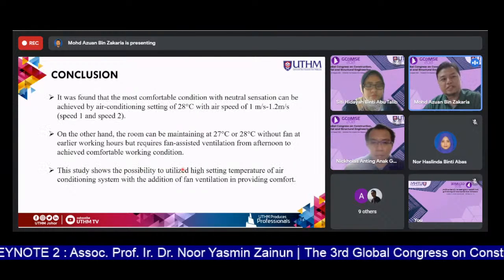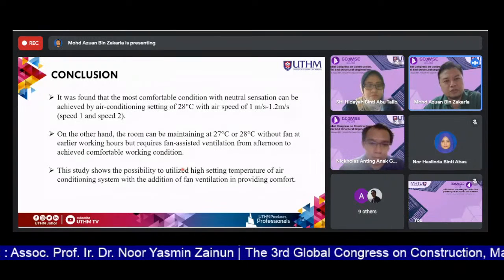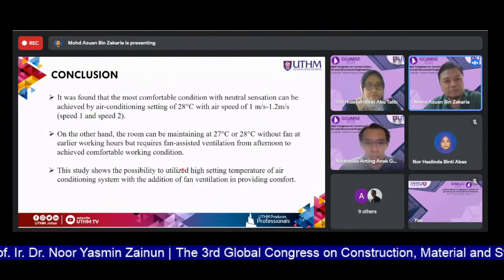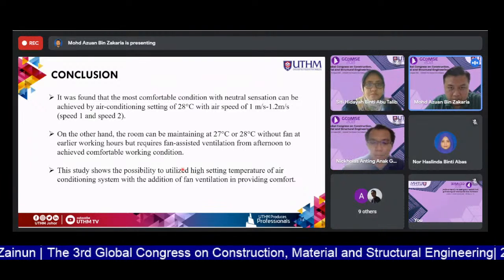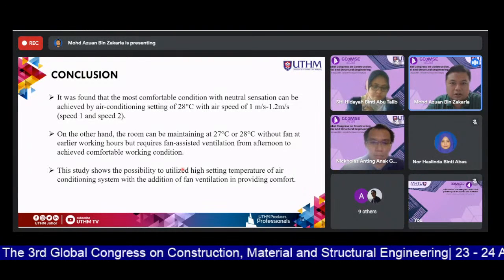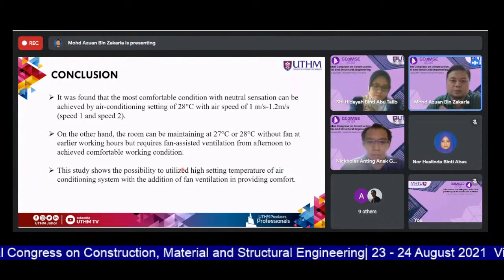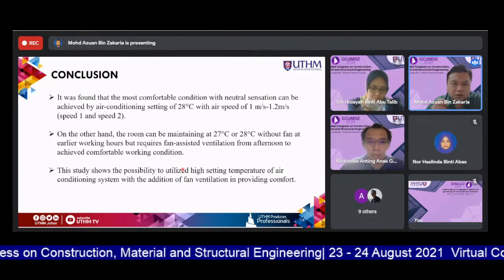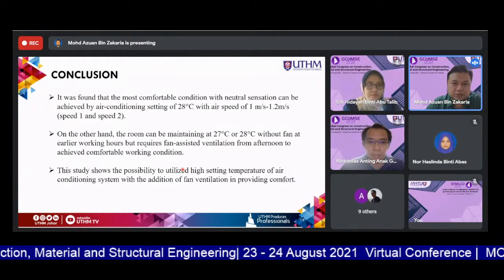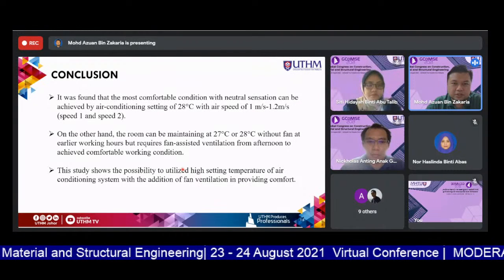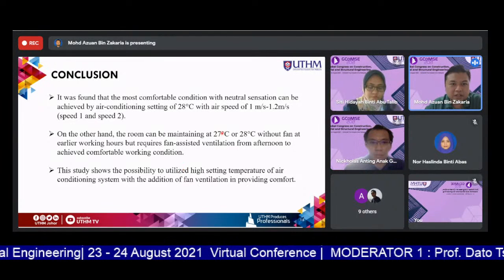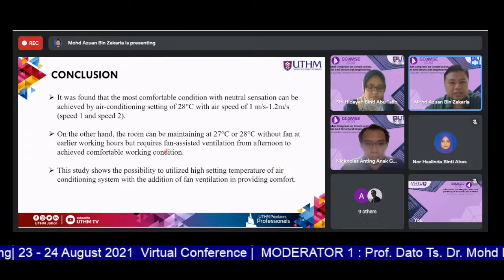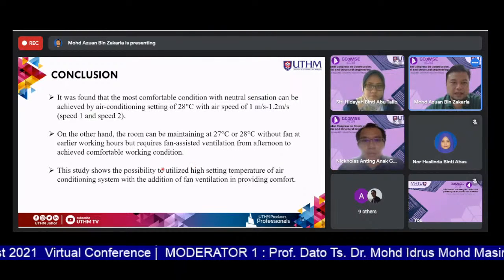Lastly, for the conclusion of this study, it was found that the most comfortable condition with neutral sensation can be achieved by an air conditioning setting of 28 degrees Celsius with airspeed of 1 meter per second to 1.2 meters per second. On the other hand, if we want to use 27 degrees Celsius or 28 degrees Celsius without fan, it can be scheduled during early working hours, but requires fan-assisted ventilation from afternoon to evening.